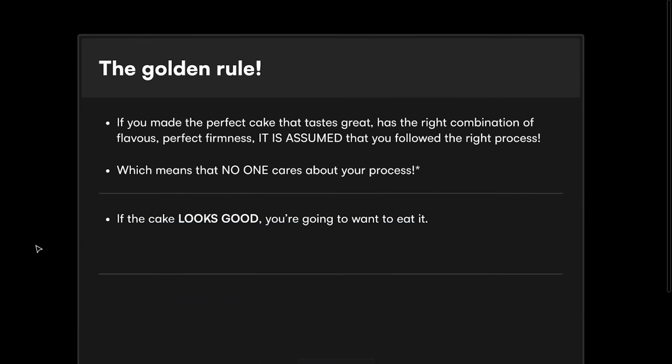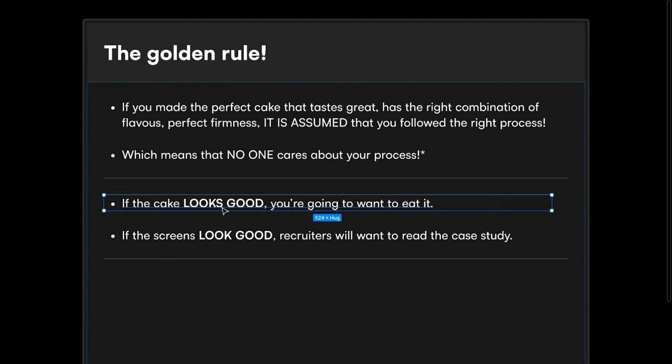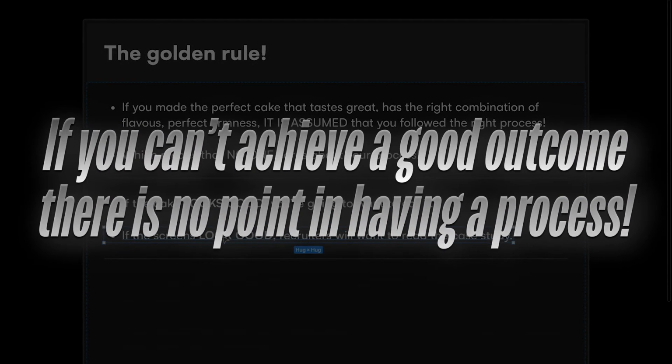Now, I'm going to take another analogy. If the cake looks good, you're going to want to eat it. Obviously, right? You don't want to eat a cake that looks spoiled, or was thrown on the floor or something like that. If the cake looks yummy and looks good, you're going to want to eat it. So similarly, if your screens look good, recruiters will want to read your case study. If the final output is good looking, recruiters will want to read the case study, because in a bakery, customers are going to come and buy your cake if the cake looks delicious, if the cake looks yummy, right? Similarly, if you're going to work in a company as a product designer, the company wants its app or website or whatever its product is to look really polished, with very good visual design, right? Because if you can't achieve that, then there's no point of having any process.